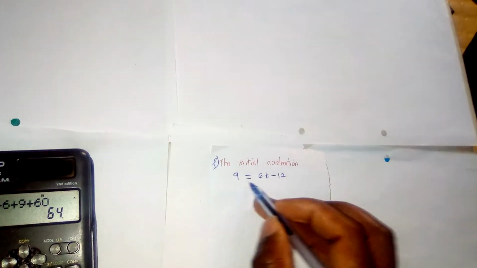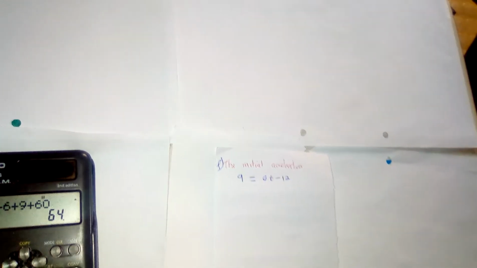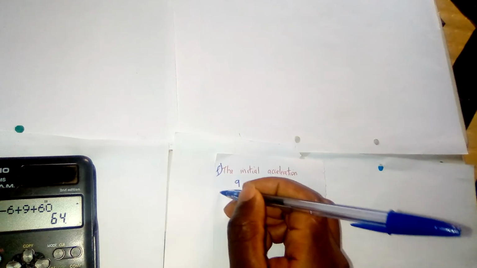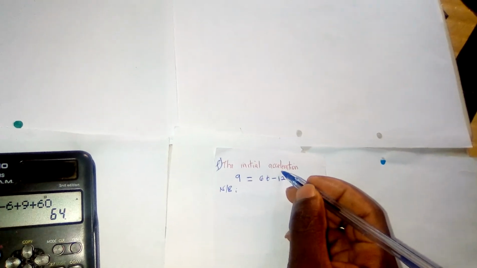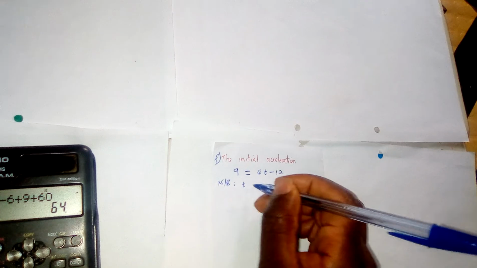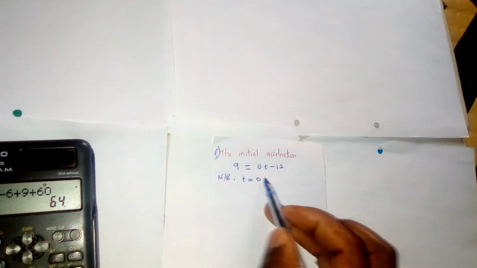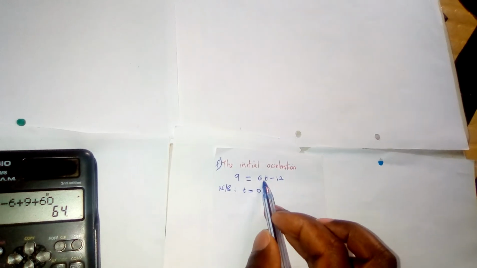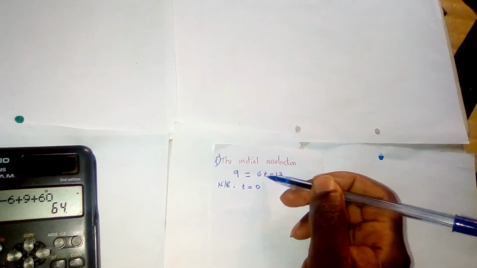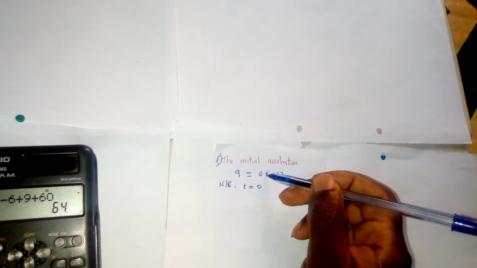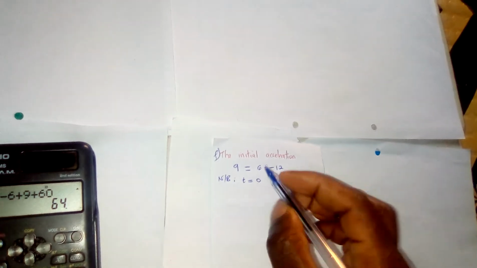Now, we've been told that it is the initial acceleration, and at initial acceleration the time is always 0. So where t is, I'll just substitute 0. Like here I have 6t, and t is 0, so I'll just put 0 in brackets, remaining with 6 into 0 minus 12. So that's what I write.